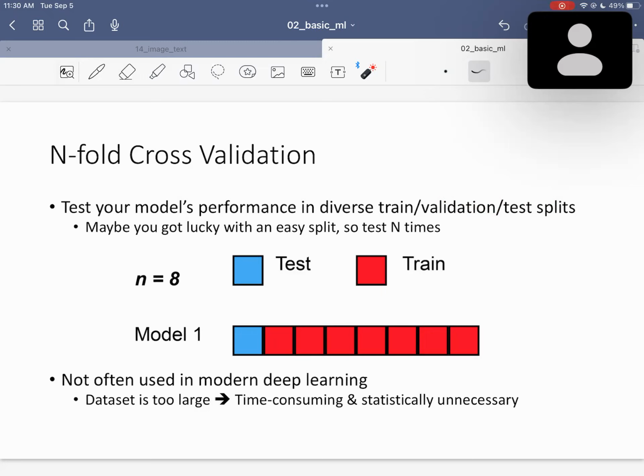Question from Kwakjo: when you are training each fold, do they get to initialize? I'm not really sure what you mean. Is there any typical value for n in n-fold cross-validation? Usually we use 5-fold cross-validation. So 5 is usually enough.